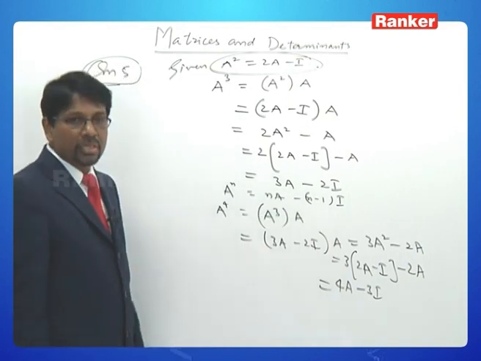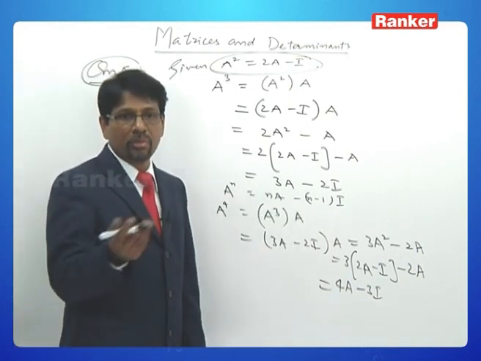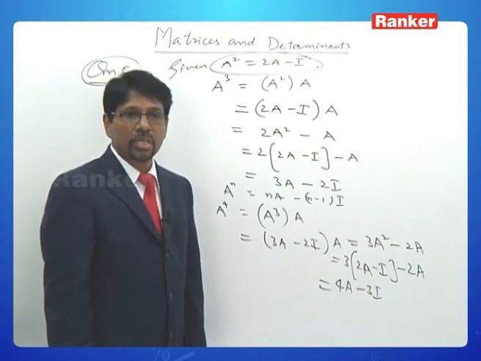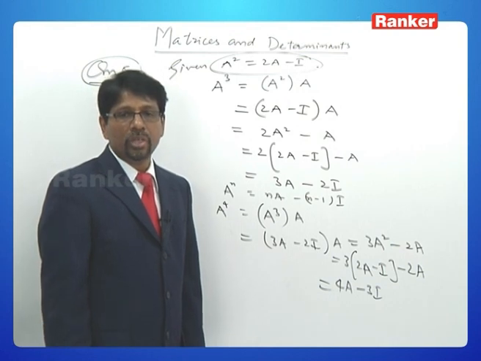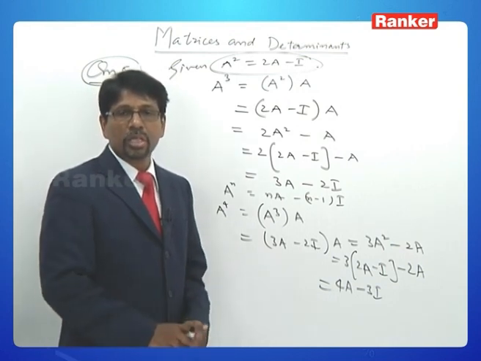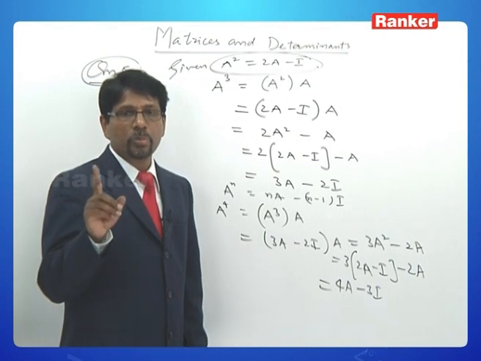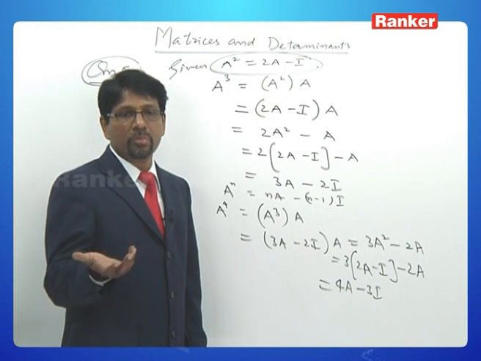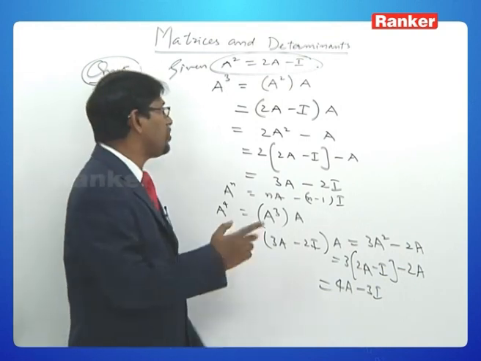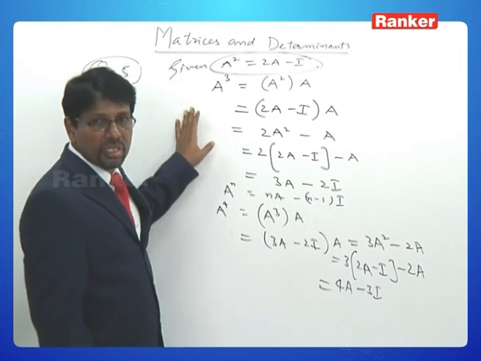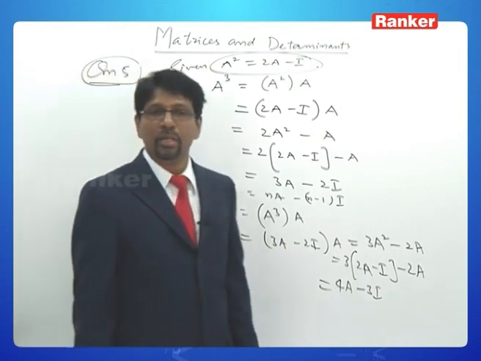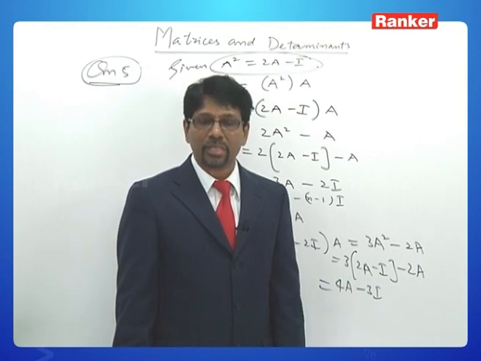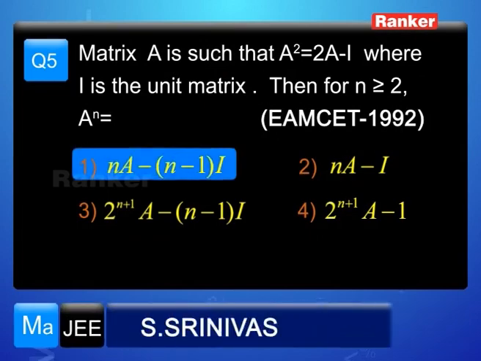So it appears that by induction we can actually prove that A power n is equal to nA minus (n minus 1) into I. What we have done was we put in n equal to 2, and first option and second option were both coming out to be the same. So there may be a tie between these two options. So we broke the tie. That is, we put n equal to 3, we put n equal to 4 and verified which of the formulae is more appropriate, or in fact is correct. So answer is 1.